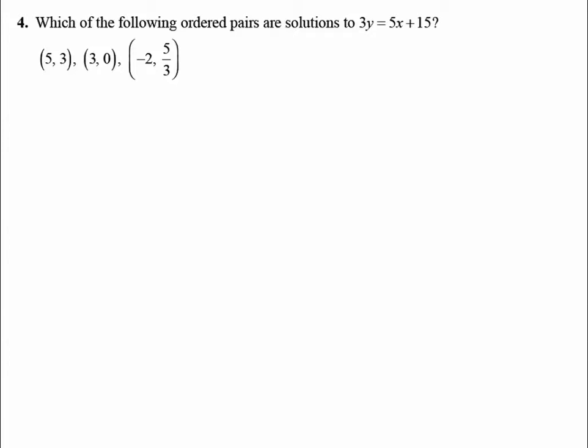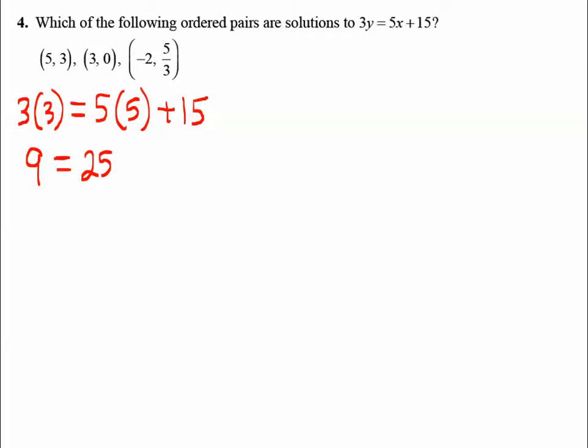All right, those of you working ahead of me here, what do you say? 5, 3, is that a solution, yes or no? Okay, I heard a no for this one. So we're going to plug in again. It's x, y, so the 3 goes in for the y, 5 goes in for the x. Verifying that, I don't think so. 3 times 3 is 9. 5 times 5 is 25, plus 15 makes 40, and I don't think so.